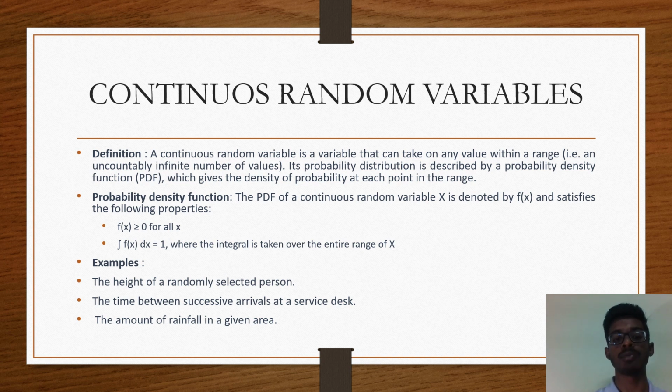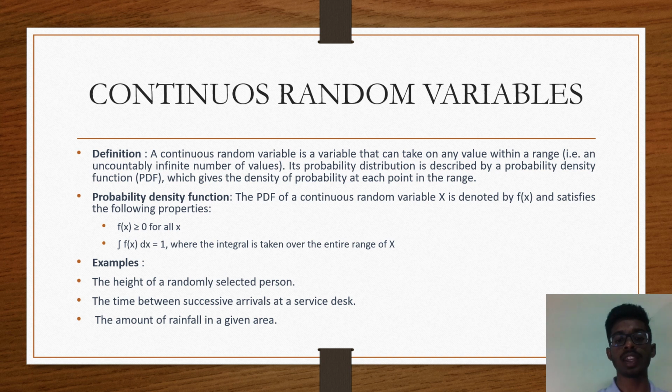Now let us take the examples of continuous random variables. Some examples of continuous random variables include the height of a randomly selected person, the time between successive arrivals at a service desk, and the amount of rainfall in a given area. Like the discrete random variables, continuous random variables also follow some distributions such as normal distribution, exponential distribution, etc. Generally, the continuous random variables fall under the category of normal distribution and exponential distribution, whereas the discrete random variables follow the binomial distribution and Poisson distribution.